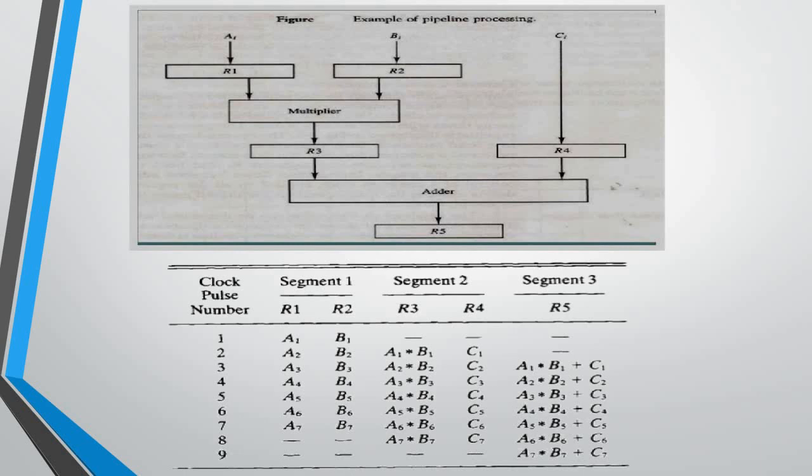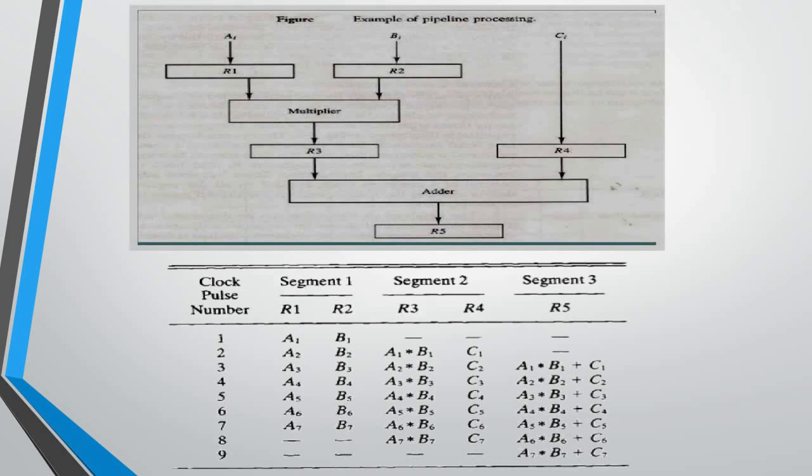In the third clock cycle, new data A3 and B3 entered into segment 1. A2, B2 is transferred to segment 2 as A2 into B2 and C2. Now segment 3 gets new data in the third clock cycle, A1 into B1 plus C1. Likewise, data is entered into segment 1, segment 2 and segment 3, as I increments from 1, 2, 3, 4, 5, 6, and finally the I value is 7.